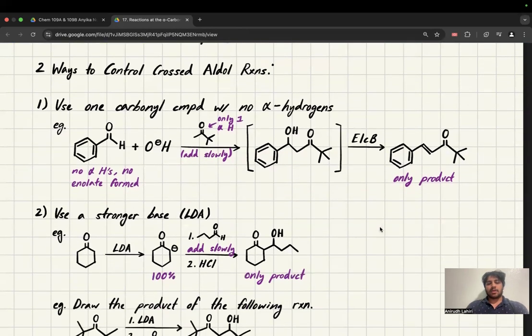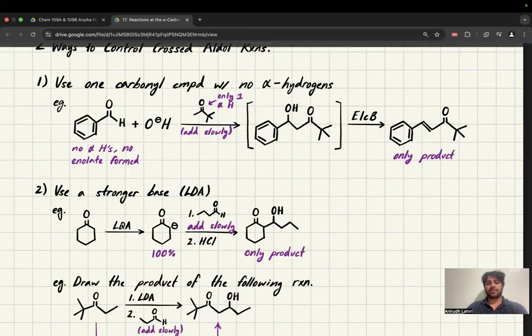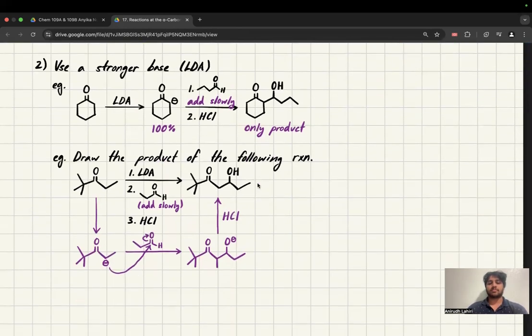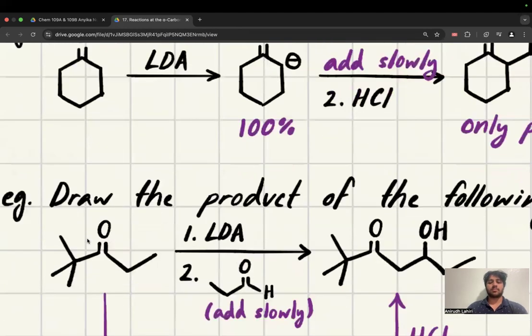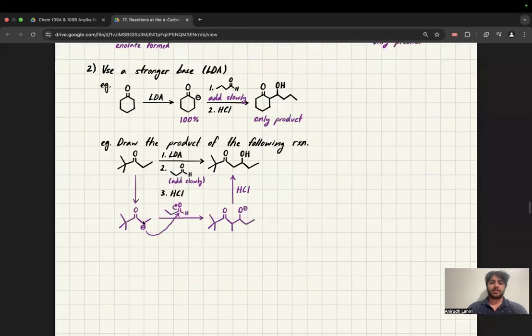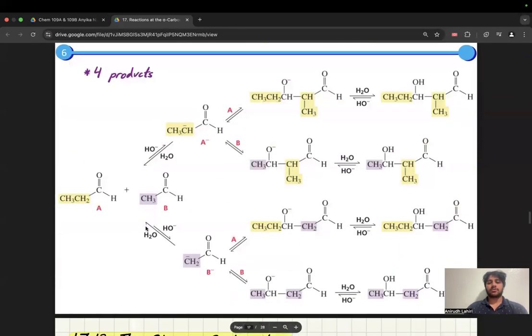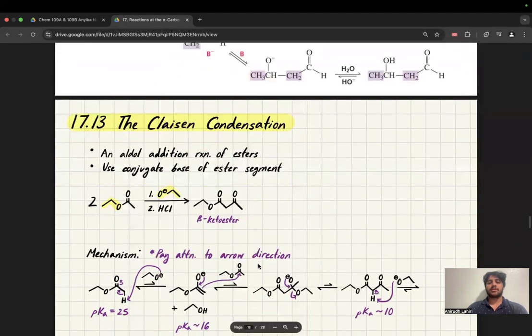Cool. Okay, if we have alpha hydrogens on both the compounds, we can use LDA for selectivity. So with LDA, we add this slowly. Again, we're keeping one in excess. This will be the only product. Okay, this is a quick predict the product of the following reaction. I don't know, you can pause here if you want, but I think that it's relatively straightforward. Cool. Crossed aldols, four products. This is how you get the four products. One here, add, right?